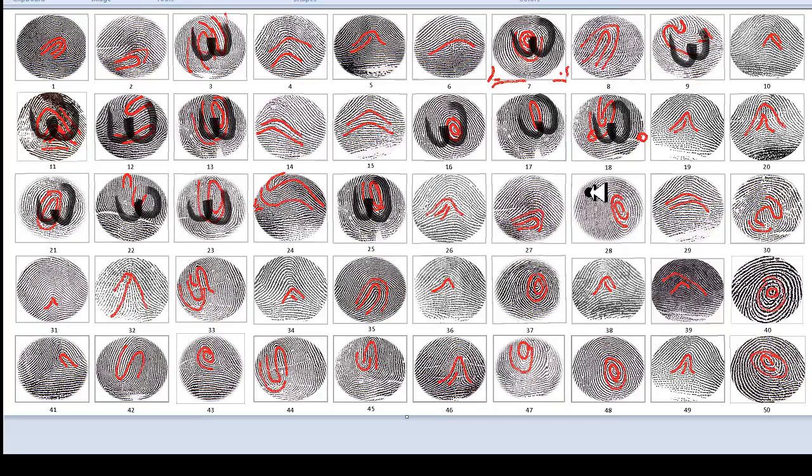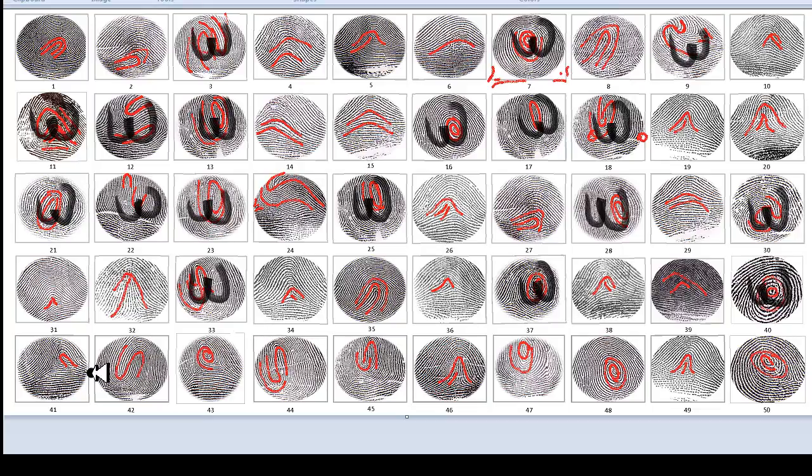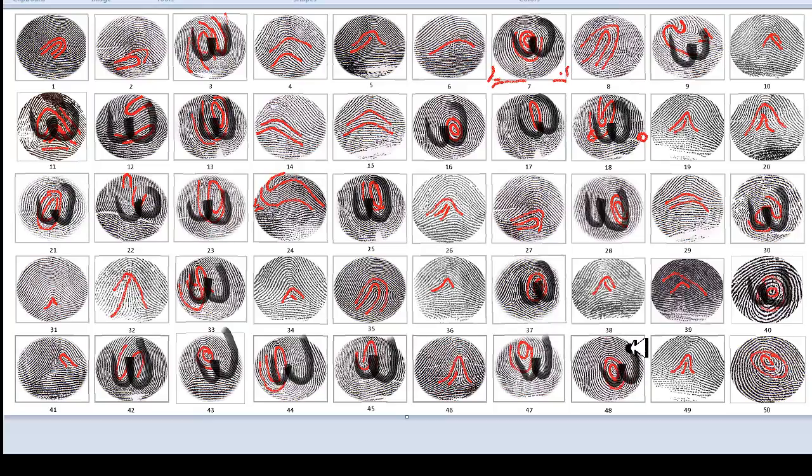Tented arch. Loop. Whorl. Arch. Whorl. Tent. Tent. Whorl. Tent. Loop. Tent. Whorl. Tent. Arch, whorl, loop, whorl, whorl, whorl, whorl, tent, whorl, whorl, tent.